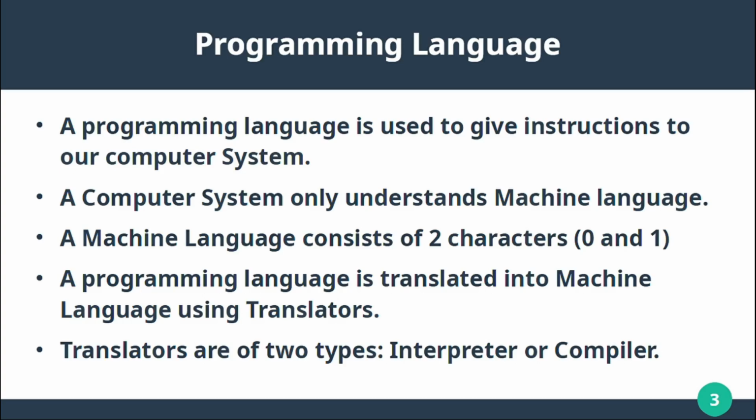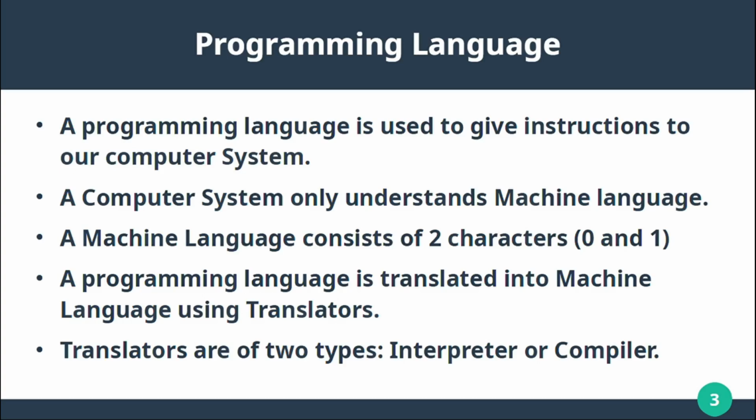Now, in order to be understood by a computer system, any programming language needs to be translated to this specific machine language. And since Python is also a programming language, it needs to be translated to machine language as well. So a programming language is translated into machine language using translators. Just like humans need translators to convey messages in multiple languages, in the similar way, a computer needs translators in order to understand a certain programming language.